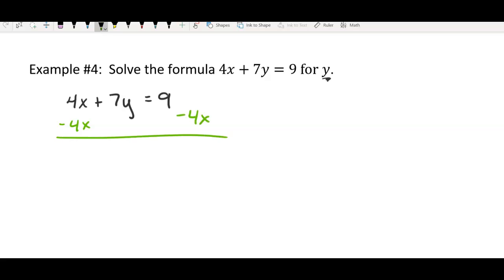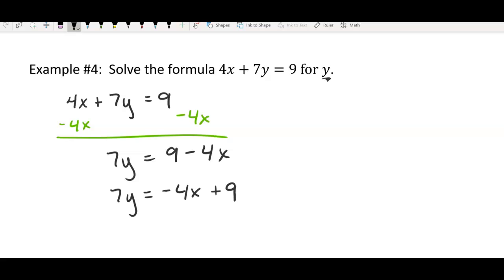Now, this came up on another problem. We did something similar a minute ago. Why am I leaving that 9 minus 4x? Well, I can't combine them. They're not like terms. I could rewrite it if I wanted to. I could put this, 7y equals negative 4x plus 9. And then I'm going to want to divide everything by 7. So divide by 7, divide by 7. Now, I get this answer, y equals (negative 4x plus 9) over 7.